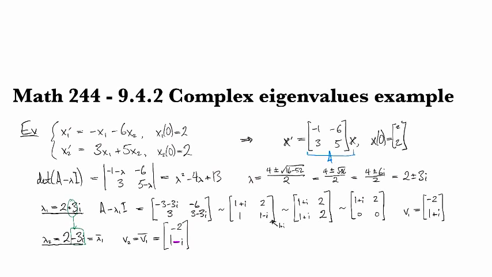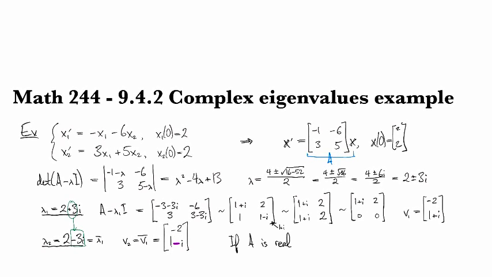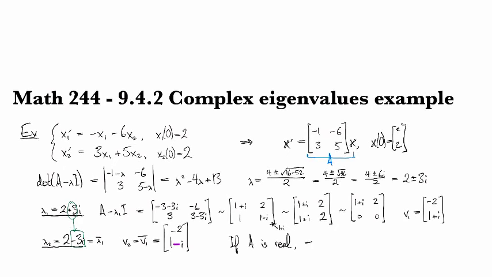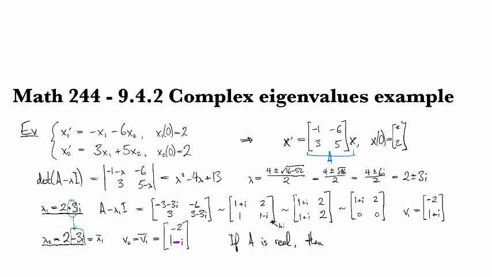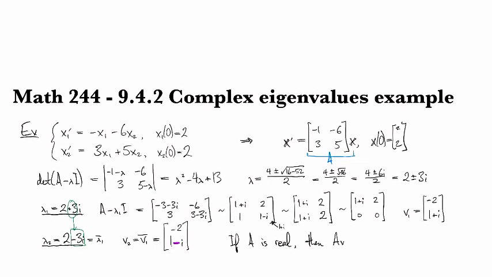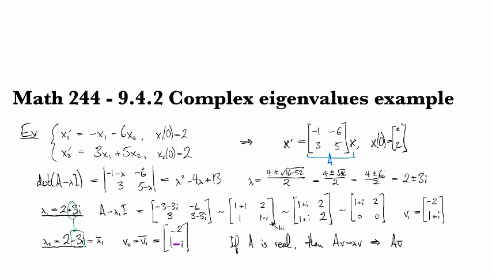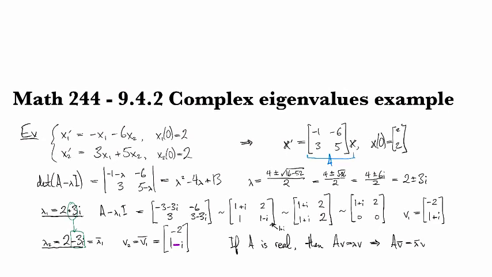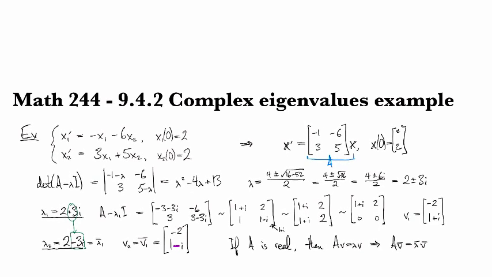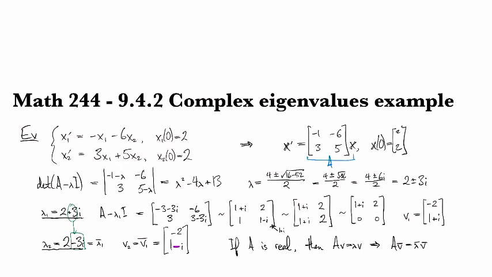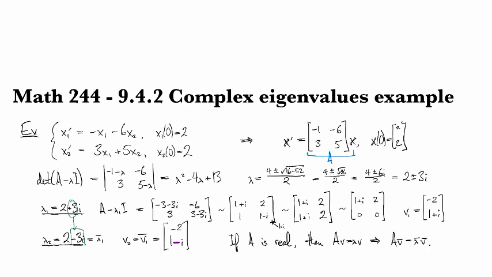So remember, if A is all real, so no complex or imaginary entries, then if v is a lambda eigenvector, then the conjugate of v will be a conjugate lambda eigenvector. Okay, so that's the shortcut there.